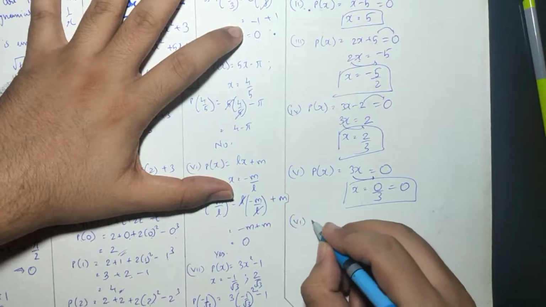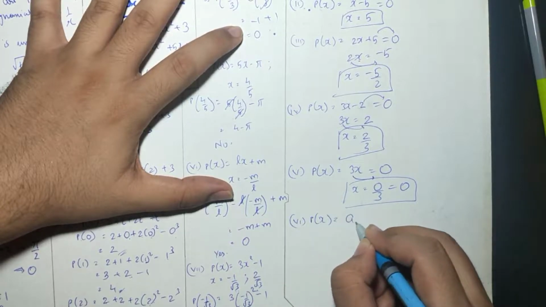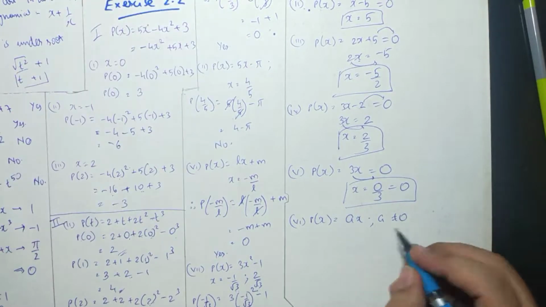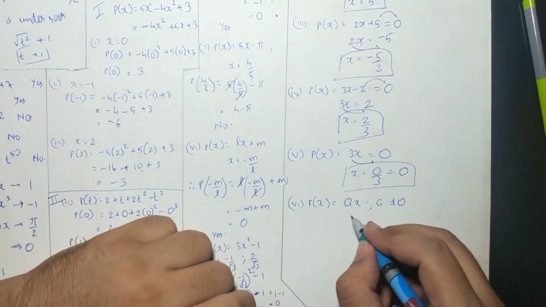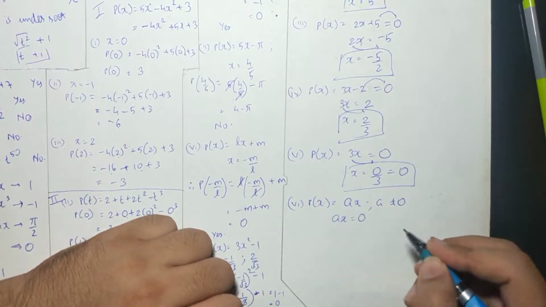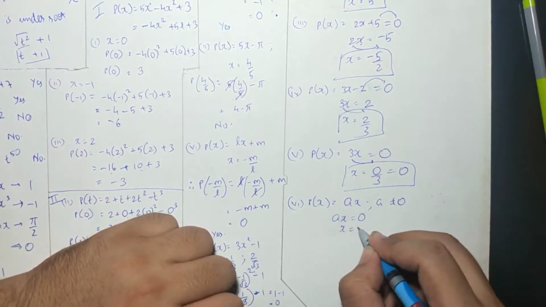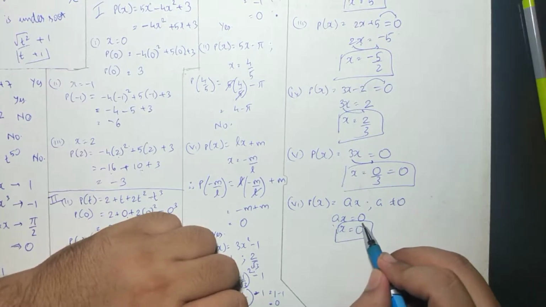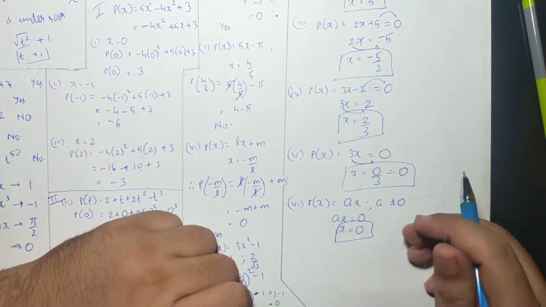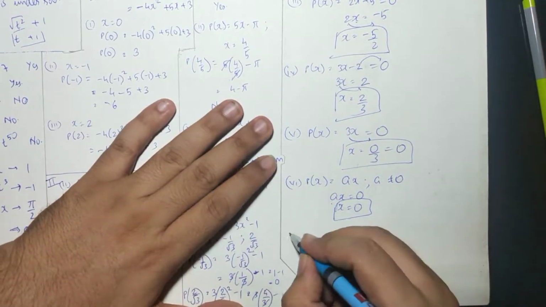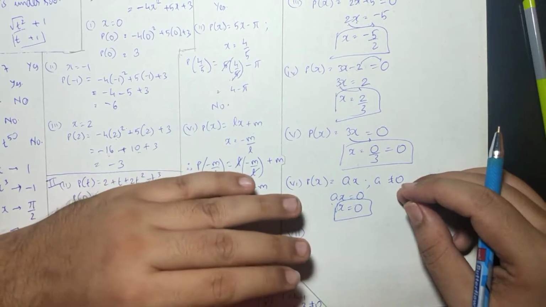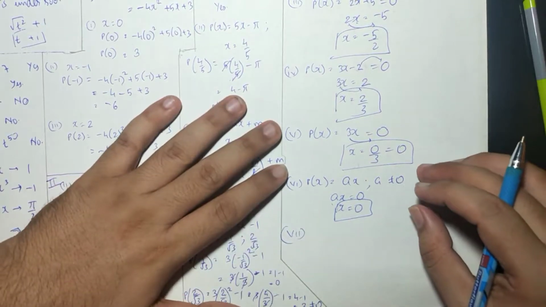Sixth question. P of x is given as ax, where a is not equal to 0. So if ax, I have to find the 0, I will equate it to 0. So x will also be equal to 0. This a will go in the denominator, 0 divided by a, the answer will remain 0 only. Last sum for this exercise and for today. We'll continue the remaining sums in the next video, in the next class.